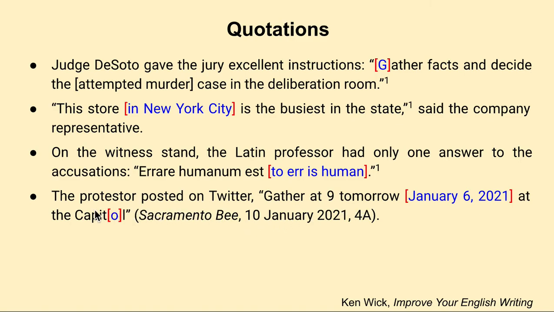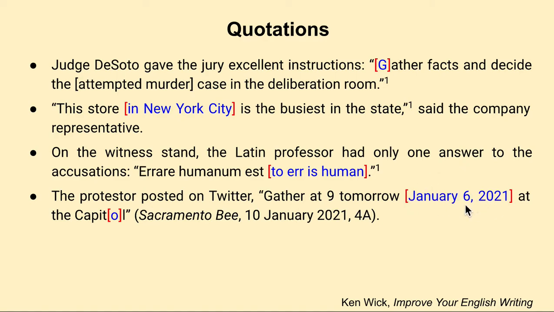And the last example is, the protester posted on Twitter, gather at 9 tomorrow, January 6, 2021, at the Capitol, and that was Sacramento Bee, the 10th of January, page A4. So here we have the first addition to the quotation, which is the date after "tomorrow." Someone wanted to add a clarification of what date they were talking about, because maybe people aren't aware of what tomorrow was, so they add the date here. Since it's an addition to the direct quotation, we put it in brackets.